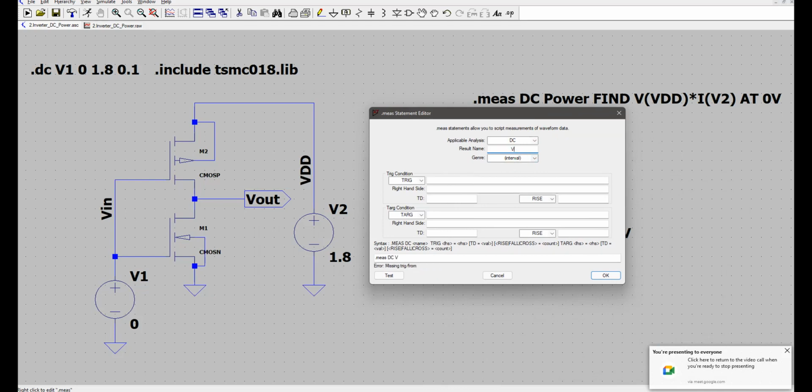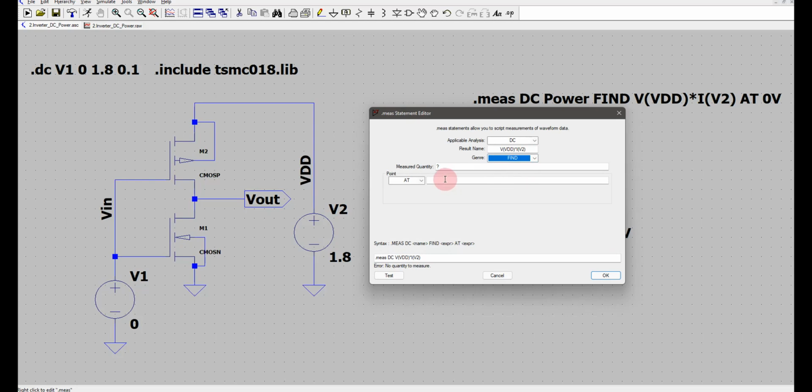So I write V bracket VDD, okay, into I, right, and V2. VDD, this is the net. Okay, this is the voltage into the current which is coming from here. So that current is an I and the device is V2. So I write that, and then this is fine for DC.